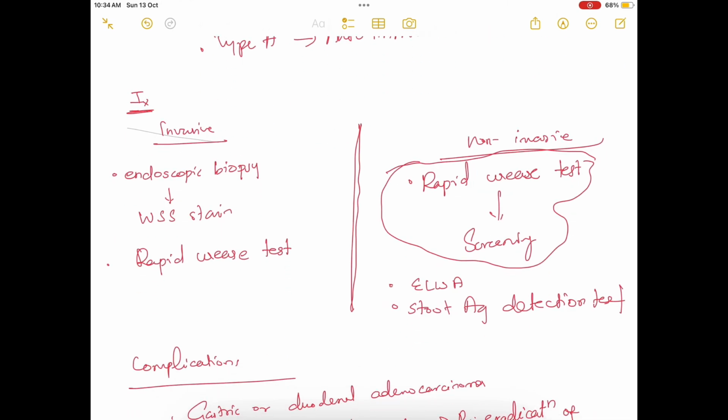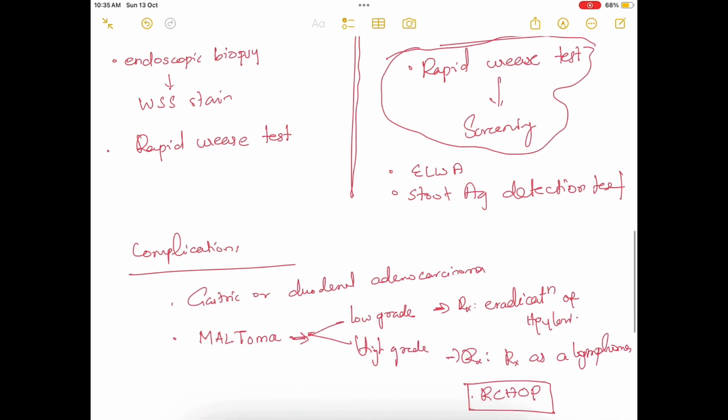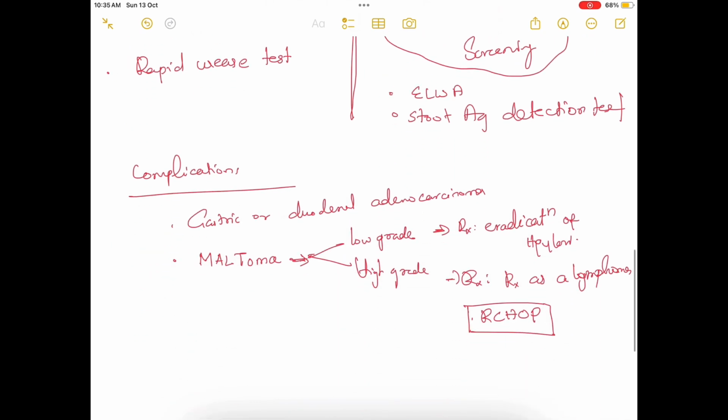Now coming to investigation, whether invasive or non-invasive. In non-invasive, we have the urea breath test. We know that carbon particles are swallowed, and we measure the carbon dioxide level in the exhaled air. Then we can also do a non-invasive ELISA test, which detects the antibodies against H. pylori. Then we can do stool antigen detection, which detects the antigens. Then coming to invasive, which are used for confirmation of the diagnosis, endoscopic biopsy, rapid urease test. For the rapid urease test, we take the endoscope, take a specimen, and in that you are conducting a urease test.